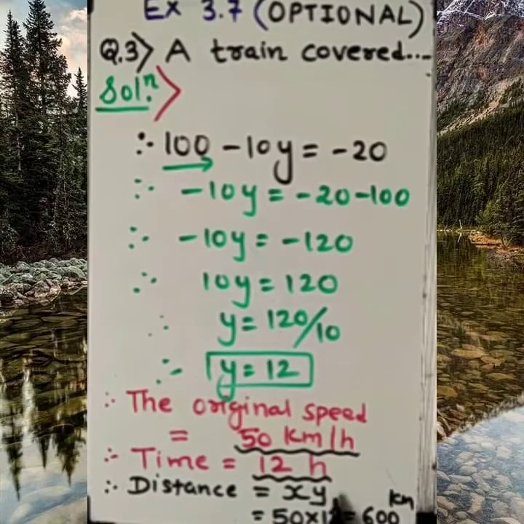Distance is x into y. In the beginning only we have assumed this thing. So distance is x into y. So speed x is 50 kilometer and time taken to complete the journey is 12 hours. So 12 into 5 is 60, and this 0, 600 kilometer. So the answer is, distance is 600 kilometer.